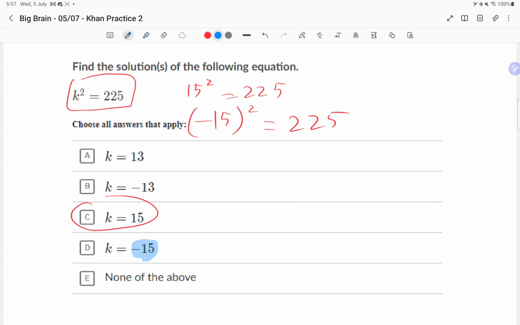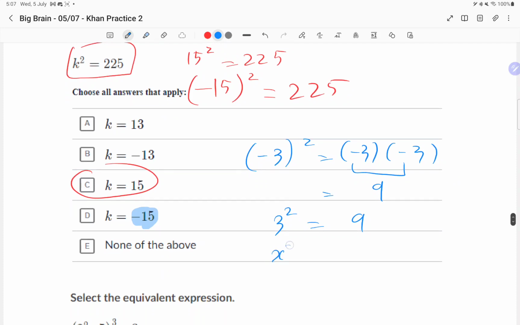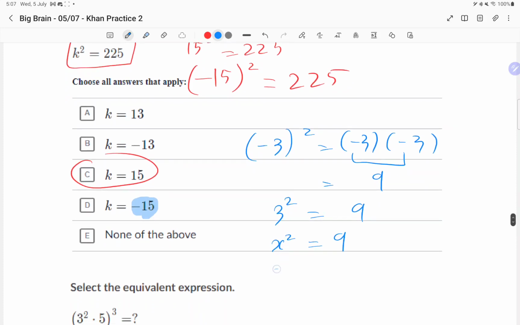Oh, yeah. Why? Okay, let me use a simpler example. Negative 3 squared, right? This is the same as negative 3 times negative 3. Two negatives, when you multiply, cancel into a positive, and the answer would just be positive 9. This is the same as 3 squared, which is 9. That's why when you have something like x squared equals 9, you write your answer as x equals plus or minus the square root of 9, which means it could be plus or minus 3.